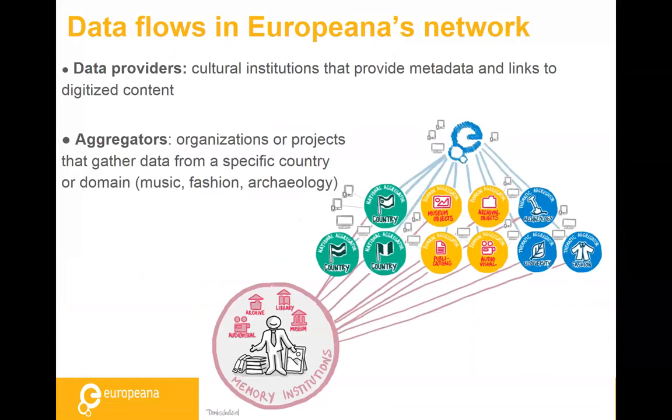This is a diagram that shows how the data flows in the Europeana network. We've got memory institutions that contribute data to some organizations and projects that we call aggregators. We don't interact directly with every individual institution in our network. There are some intermediaries, and the metadata flows up to us in this diagram.